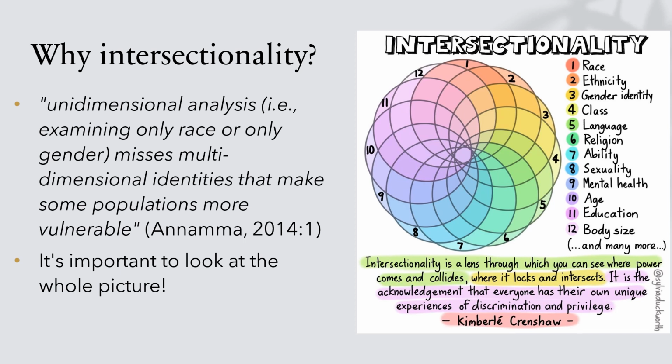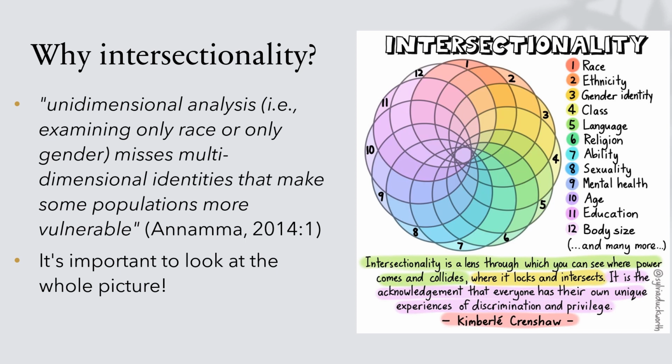Another quote from our author here says, "Unidimensional analysis, or examining only race or only gender, misses multidimensional identities that make some populations more vulnerable." And I really want to call attention to that last part of the quote, more vulnerable. For a lot of individuals, they have what we would call a multiply marginalized identity. And that means someone who has multiple different identities, say their race and their gender and their class, or so on, that are identities that are historically and currently oppressed or disenfranchised in our society.